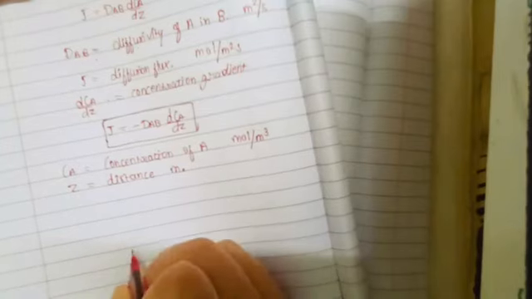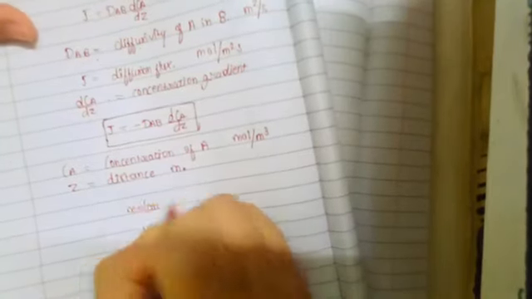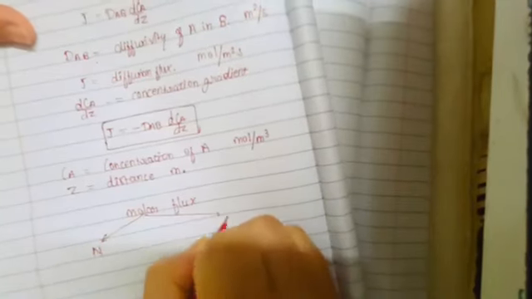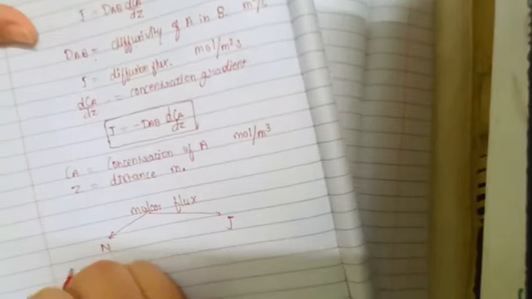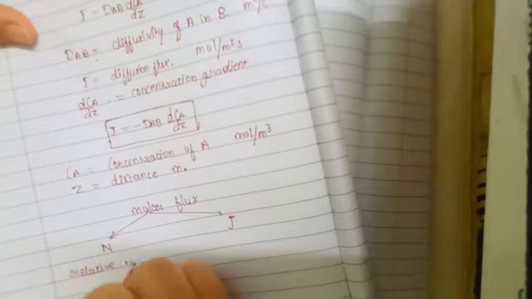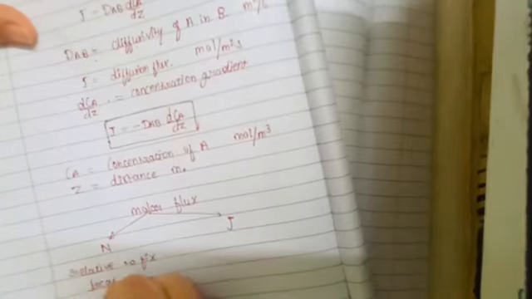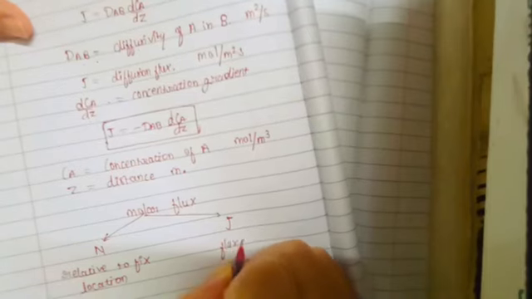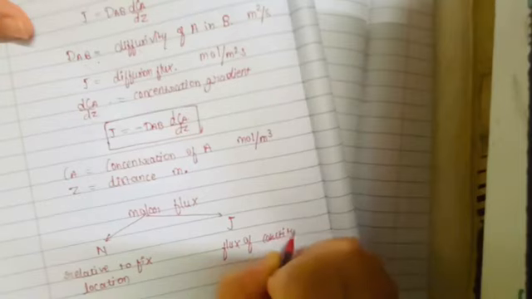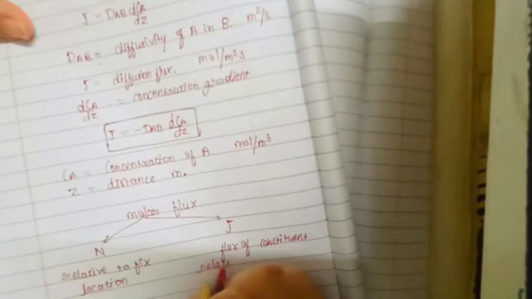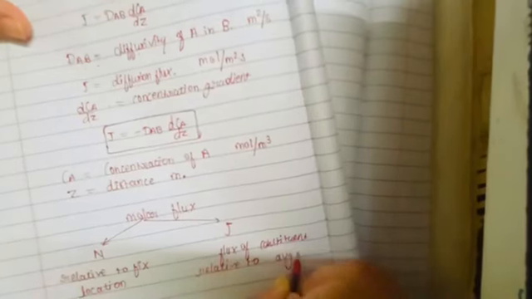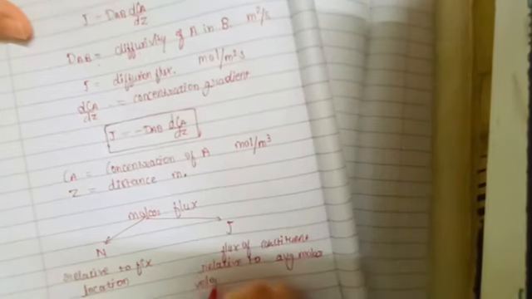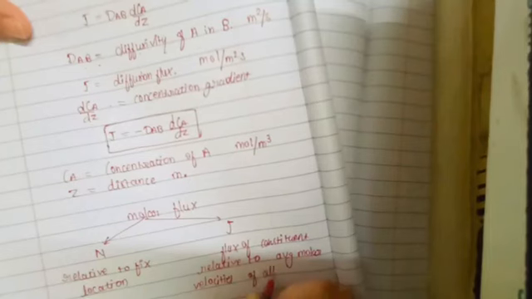Before moving ahead, we need to know the types of molar flux. Molar flux has two types, N and J, where N is relative to a fixed location, whereas J is the flux of constituents relative to the average molar velocity of all the constituents.